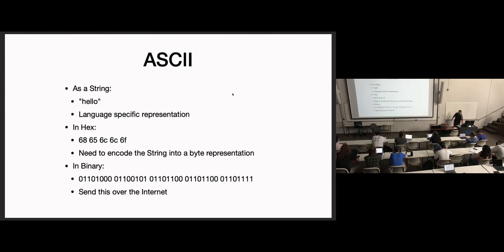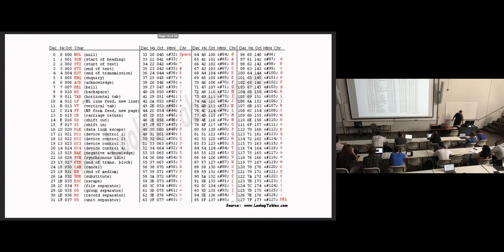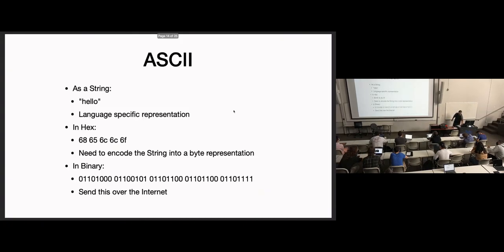So if I want to send the string hello, I take my ASCII chart. I need lowercase h. Lowercase h is 104 in decimal, 68 in hex. So I got hex, that's going to be 68. E is 65 in hex. L is 6C, 6C, and then 6F. Convert the hex into binary, or jump right to the binary if you want to skip a step.